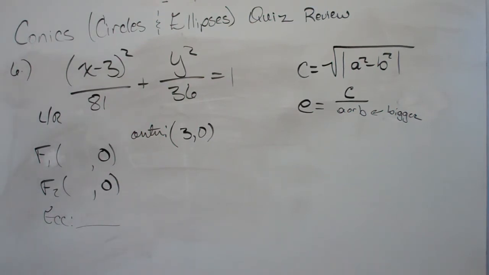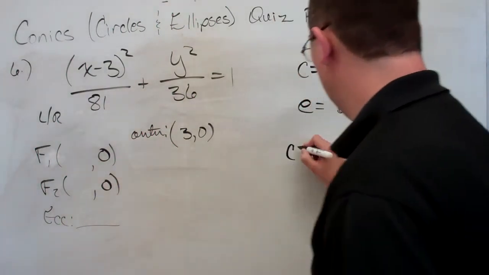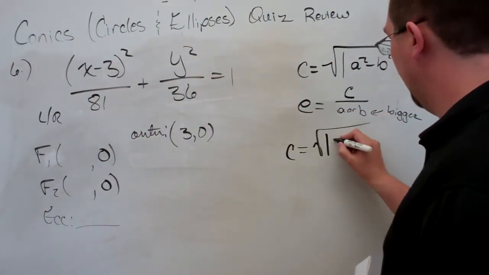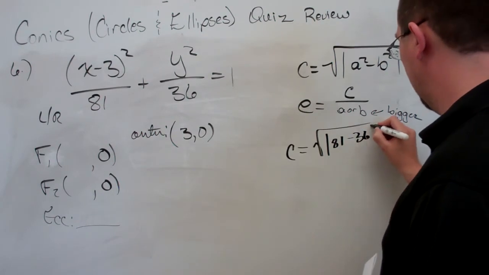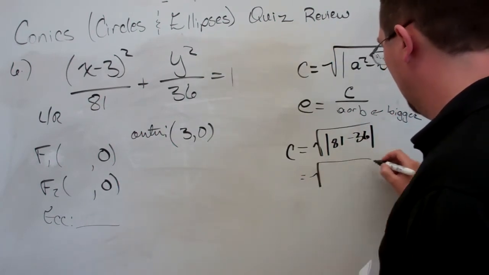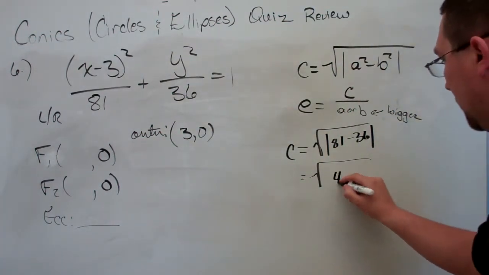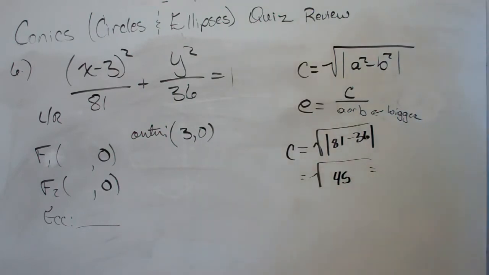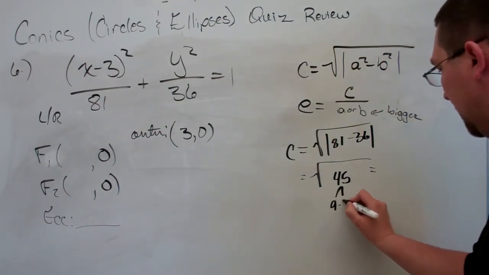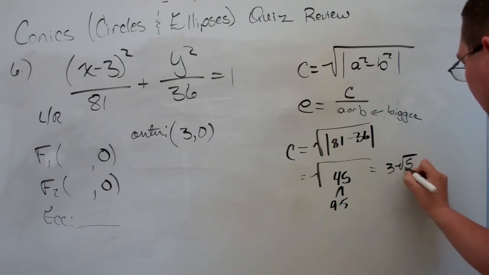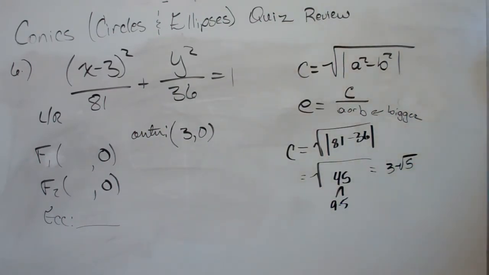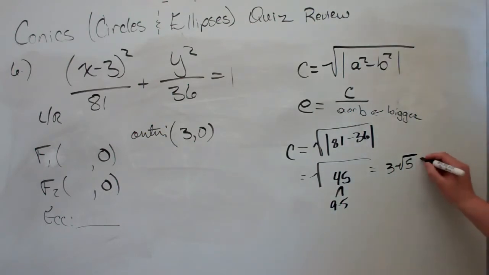So now we have to find C, the absolute value of a squared minus b squared. So C equals the square root of the absolute value of 81 minus 36. Alright, so 81 minus 36 is 45. And then take the square root of 45. That'll break down into 9 times 5, so we have 3 square root of 5. Or you can put it into a decimal, doesn't bother me. The decimal would be 6.7.